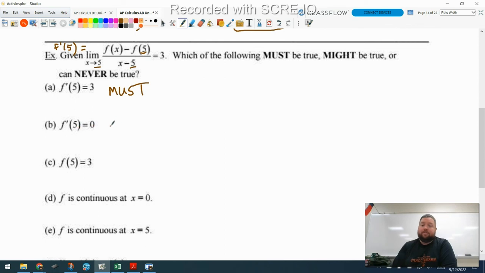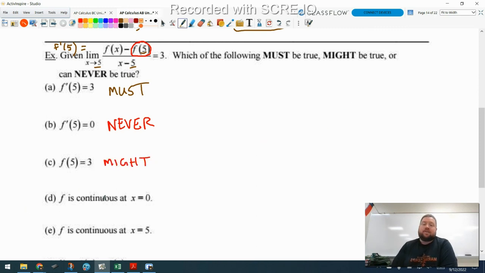All right, the next one is a direct contradiction to what we just set up here. F prime of 5 is equal to 0. Nope. F prime of 5 is equal to 3. So that's never true. All right, f of 5 is equal to 3. They didn't tell us what f of 5 is. Could it be equal to 3? It could be. We don't know. All right, so this is a might.